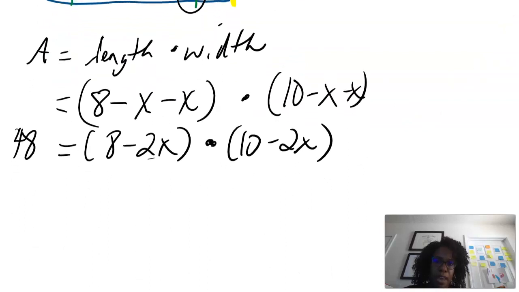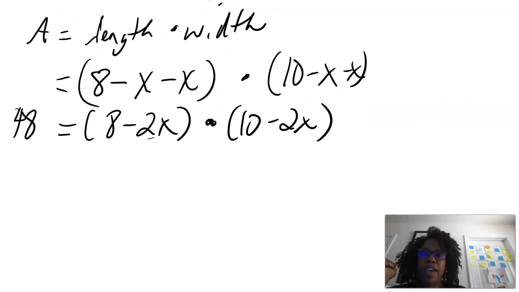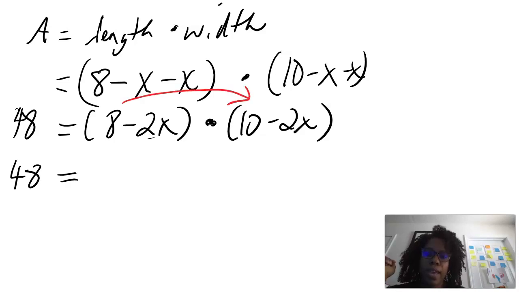And now it's simply a matter of solving the quadratic. So we have 48 equals, and we're going to multiply. I'm going to distribute: 8 times 10 is 80.